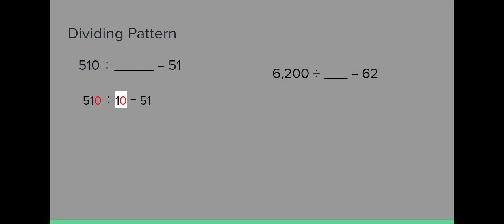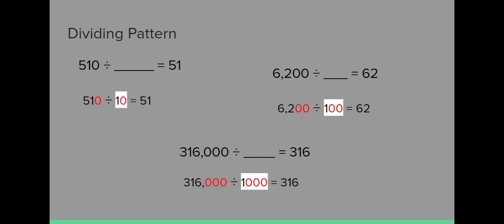Let's look over here at 6,200. What would we divide that by to get 62? Looking at our pattern, we could divide that by 100 because we're removing two place values from that number. And if we've got 316,000, what would we divide that by to get 316? Hopefully you see that we would divide that by 1,000, removing three place values from that number.